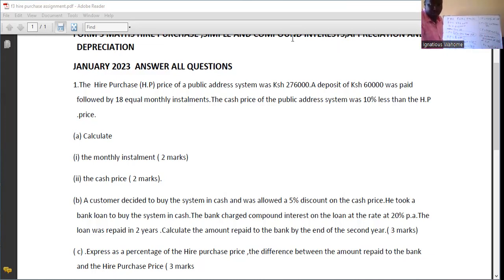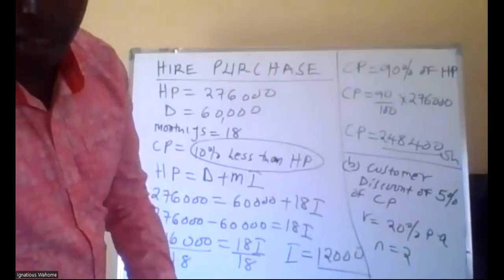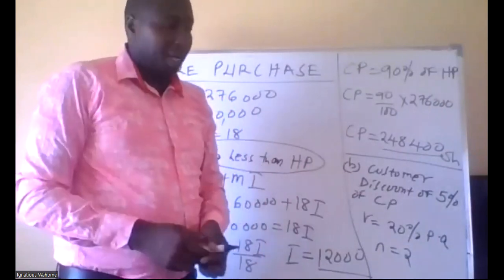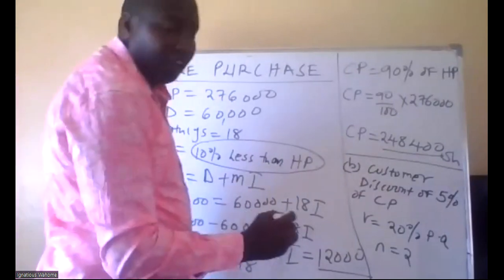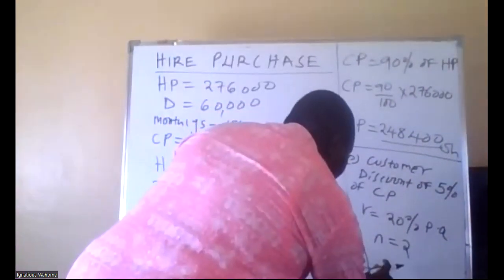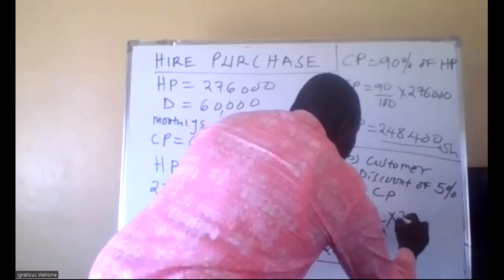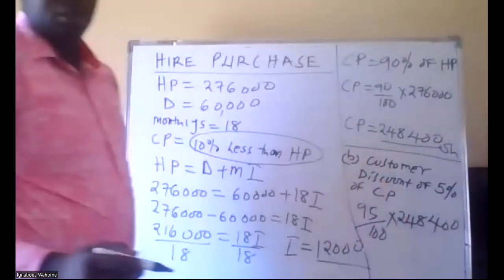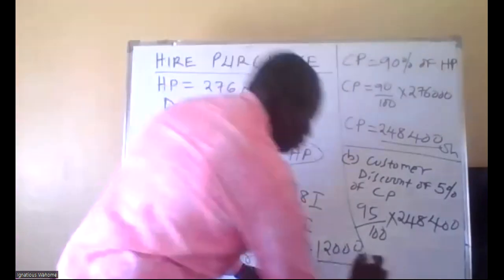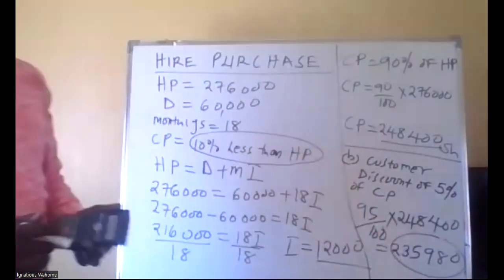So I want us to go through that question and see what this person paid to the bank. Therefore, this customer was given a discount of 5% of the cash price, while the customer paid 95% of the cash price. So he paid 95% of 248,400. That's what he paid. So times 0.95, you get 235,980.